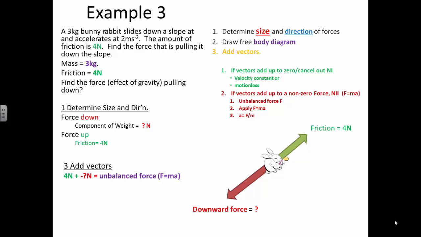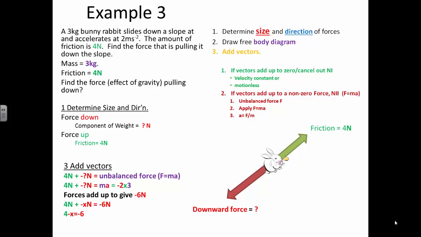But we know this unbalanced force will provide the acceleration. The acceleration is 2 meters per second squared. The mass is equal to 3 kilograms. So we know that 4 newtons plus negative x newtons gives negative 6. So there's an unbalanced force downwards of negative 6. So how much must the downwards force be to give an unbalanced force of negative 6, given that there's 4 newtons already pulling up the slope?